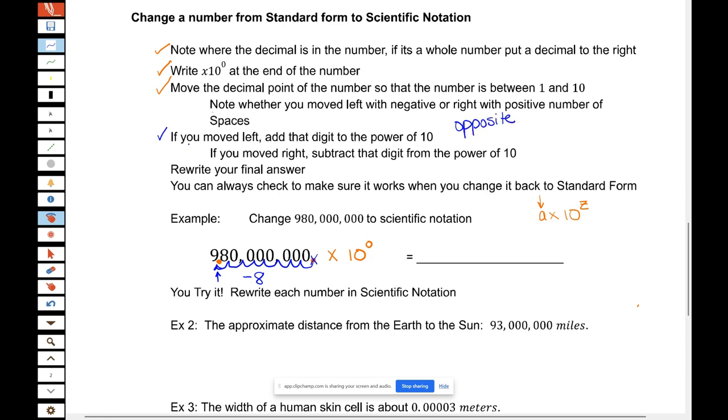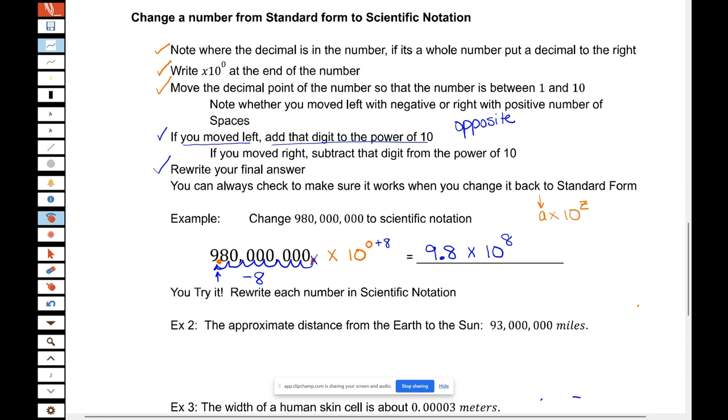Okay, so if we moved left and we have a negative 8 down here, we add that digit. So we put plus 8 here. Okay, if we move right and we had a plus, we would do minus up here. So these are always going to be the opposite, this one and this one. And I'm going to want to see those numbers written down. Now we can rewrite our final answer. So now it's 9.8. I don't need all those zeros because they're to the right, times 10 to the 0 plus 8 is 8.